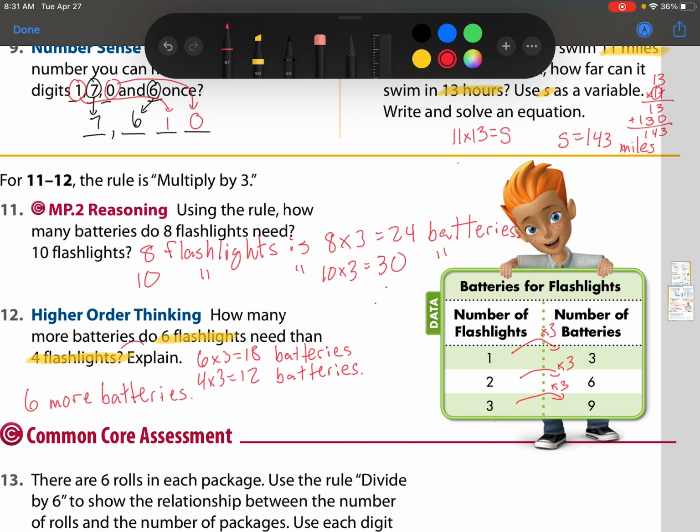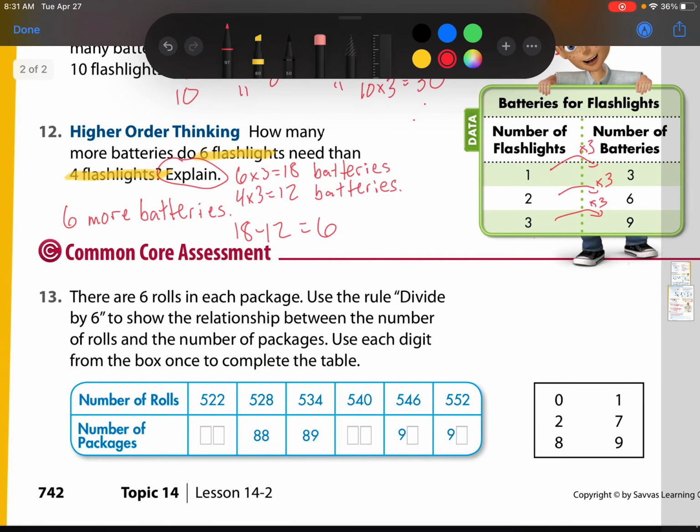But again, we're not done because of that part, explain. So we just need to show how we got that 6 more batteries. So we're going to put 18 minus 12 equals 6. Now our last one, number 13. There are 6 rolls in each package. Use the rule divide by 6 to show the relationship between the number of rolls and the number of packages. So from top to bottom, we divide by 6.